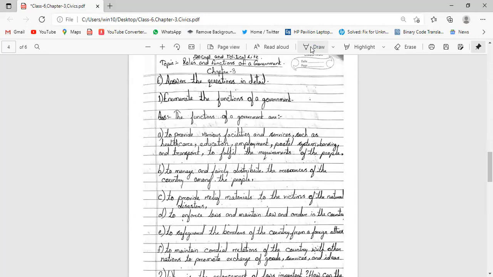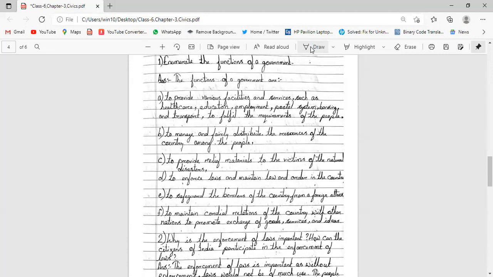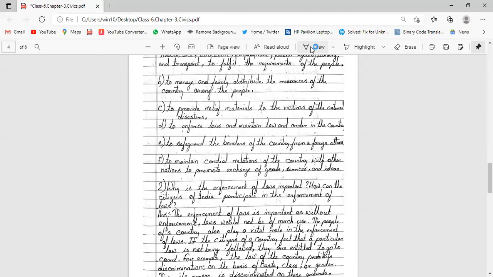The functions of a government are to provide the various facilities and services such as healthcare, education, employment, postal system, banking, and transport to fulfill the requirements of the people. To manage and fairly distribute the resources of the country among the people. To provide relief material to the victims of natural disaster. To enforce the laws and maintain law and order in the country. To safeguard the borders of the country from a foreign attack.